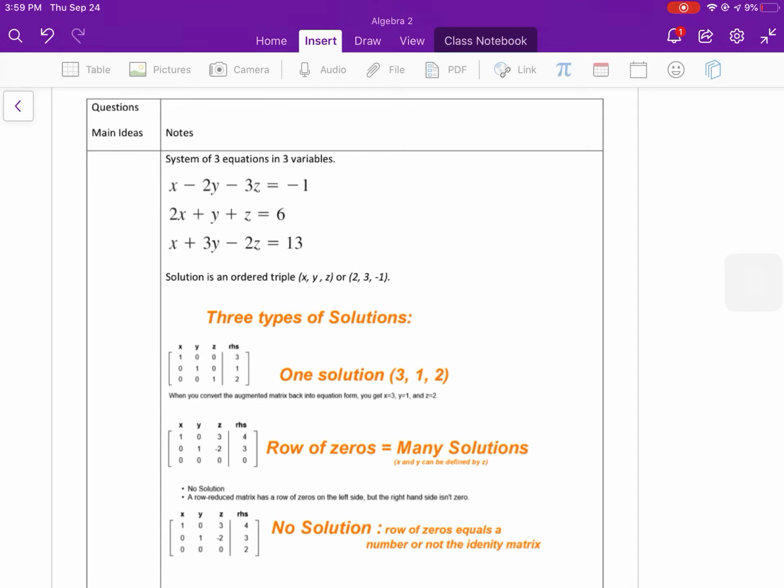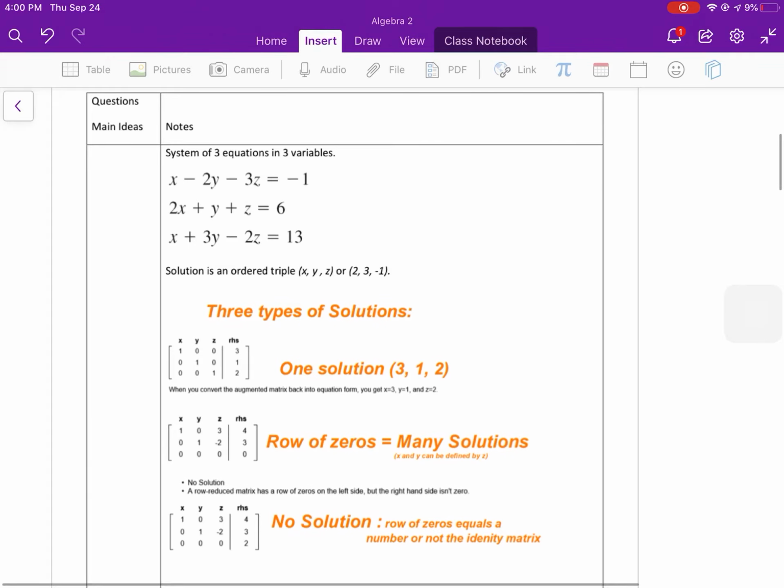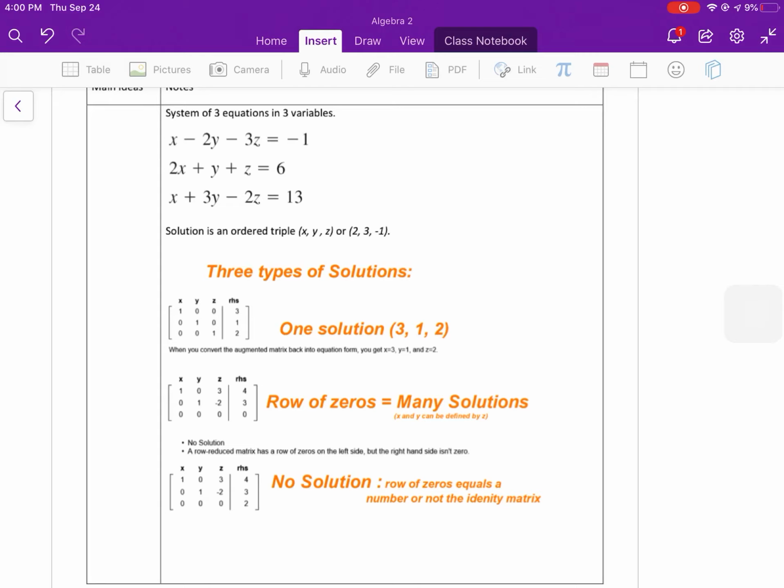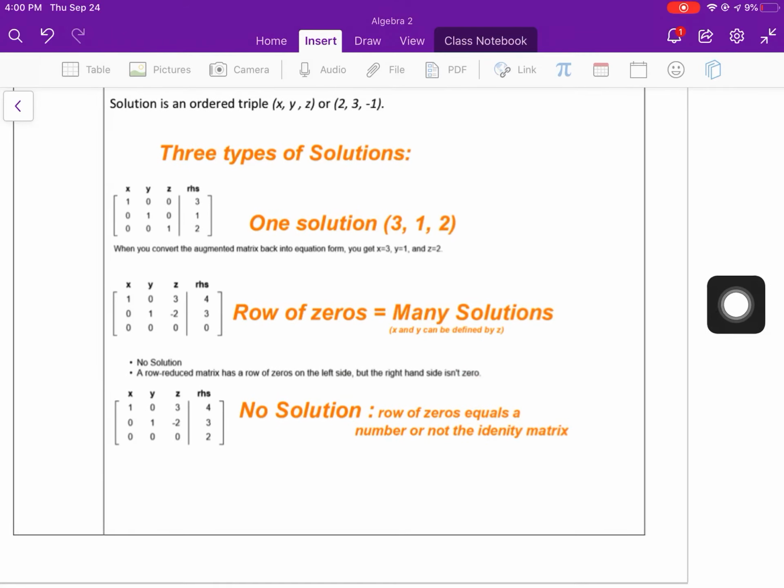A system of equations in 3 variables looks like this right here. You have the x, y, z. A solution to a system of 3 equations and 3 variables is an ordered triplet, x, y, z, like 2, 3, -1. Similar to a solution of a system of 2 variable equations, there are 3 types of solution: one solution, no solution, and many solutions.